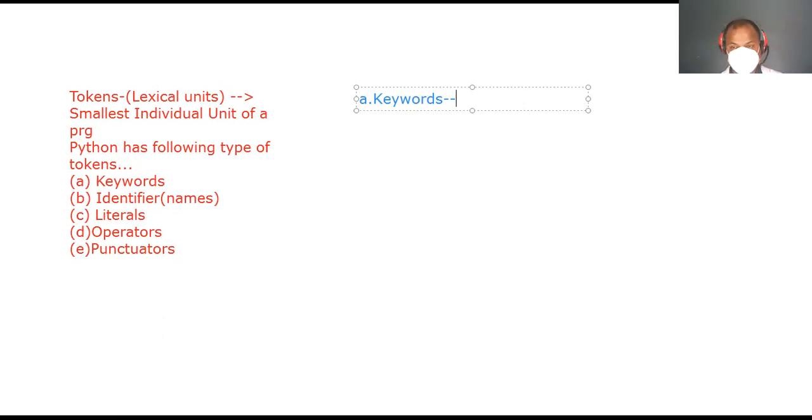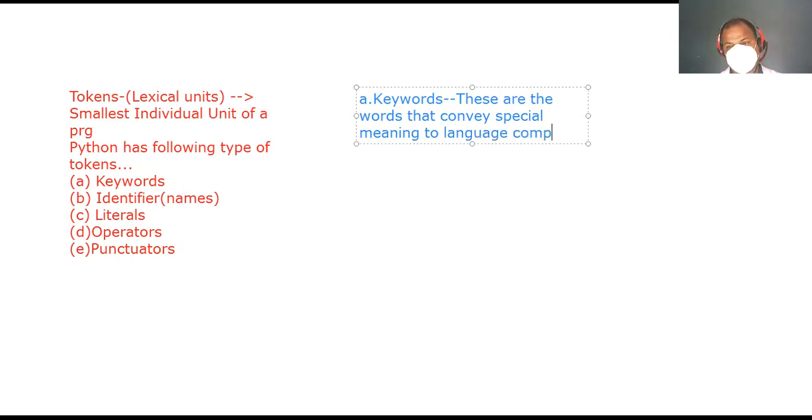Keywords are the words. Let me write it here: these are the words that convey a special meaning to the language compiler or interpreter. The keywords are reserved words that convey special meaning to the language compiler and interpreter.